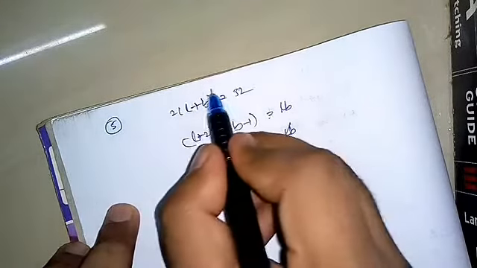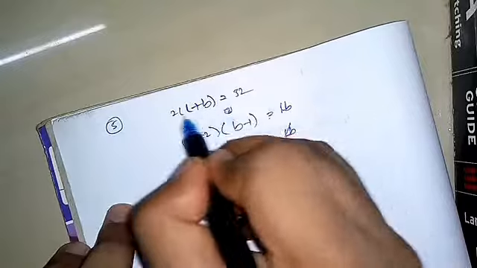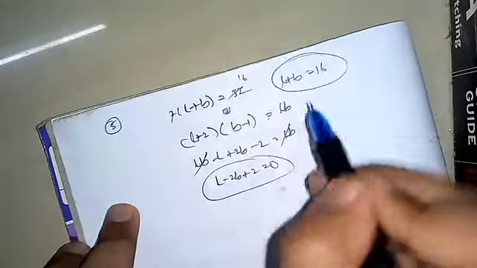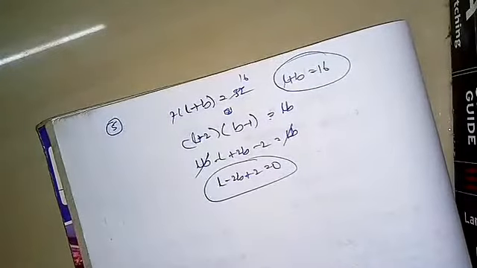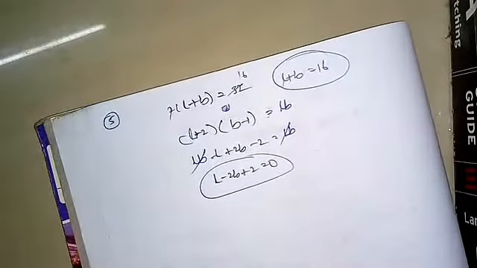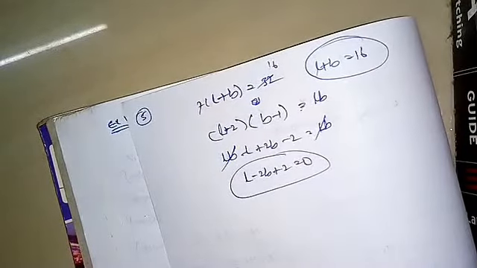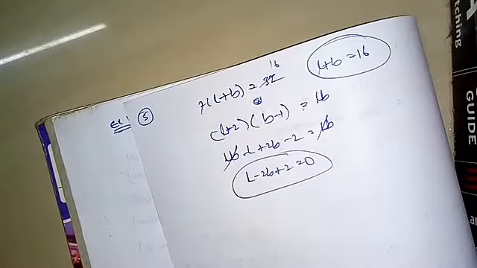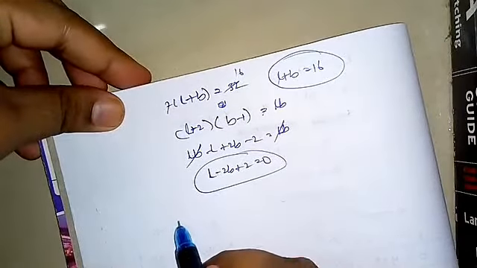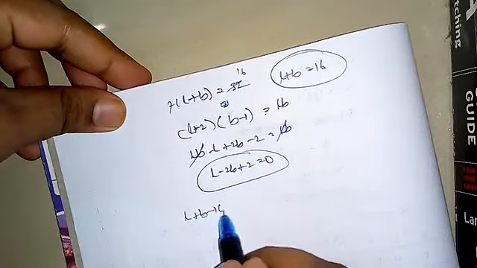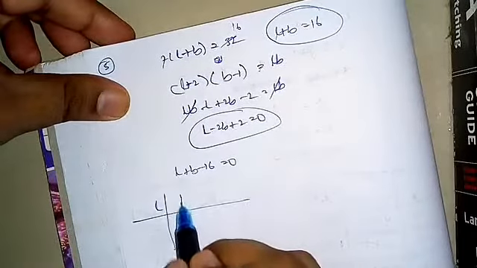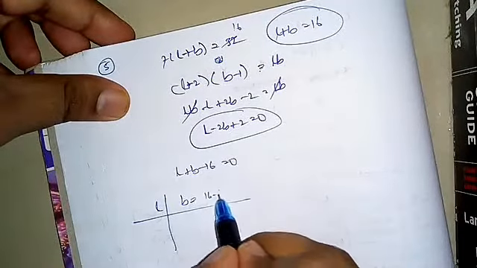This is one equation. And 2L plus 2B is 32, so L plus B is equal to 16 is the other equation. For these two equations, find the solution. What you can do is plot the graph. L plus B minus 16 is equal to 0. First one: B is equal to 16 minus L.